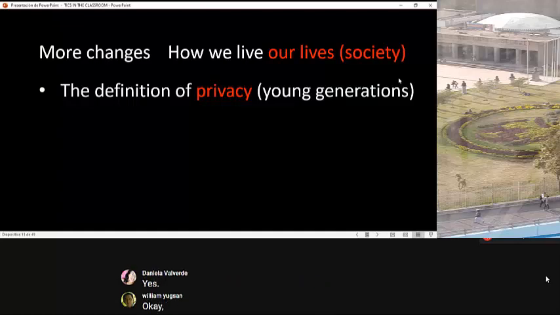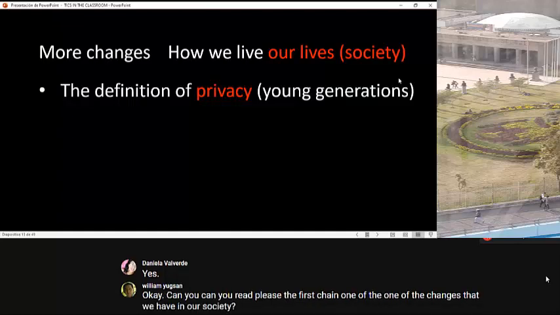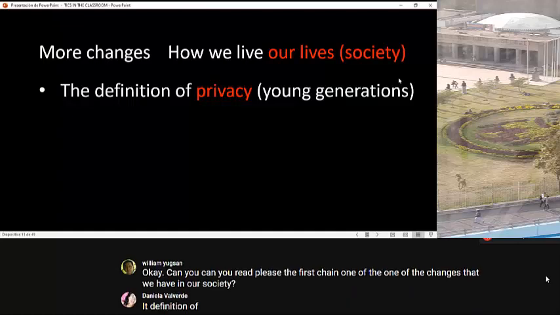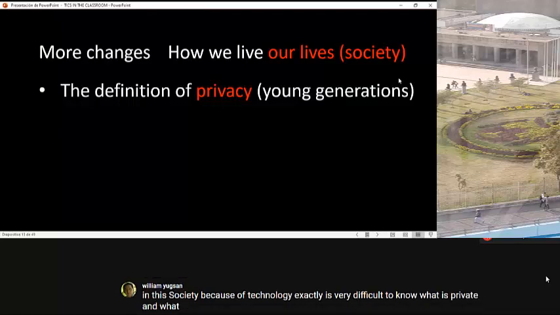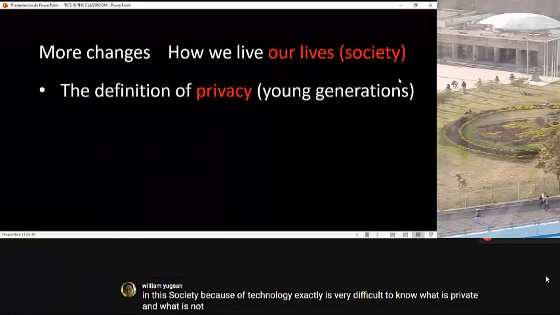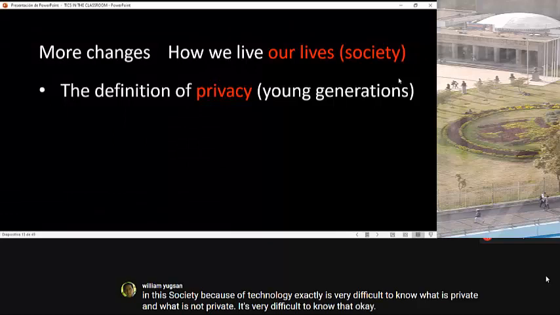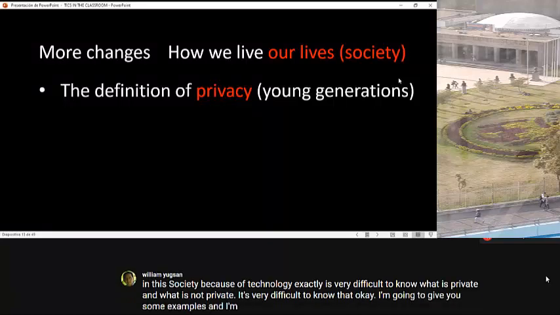Okay, can you read please one of the changes that we have in our society? The definition of privacy, young generations. Exactly. In this society, because of technology, it's very difficult to know what is private and what is not private. It's very difficult to know that. Okay, I'm gonna give you some examples and I'm gonna ask you some questions, okay?